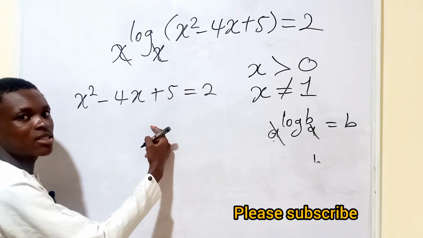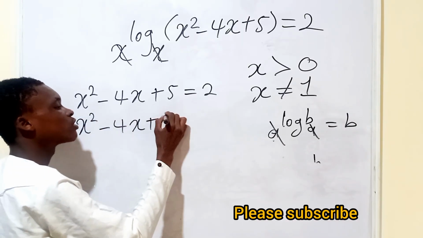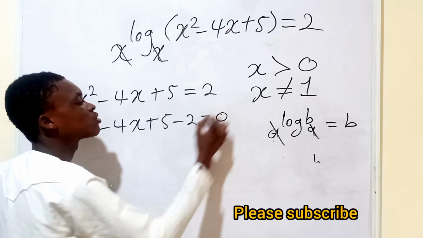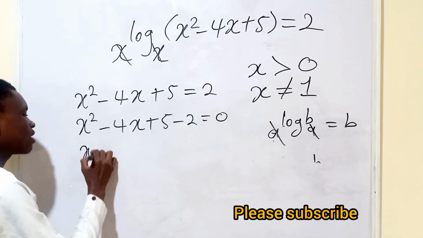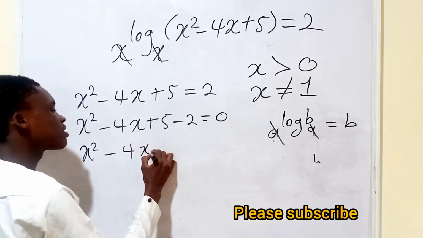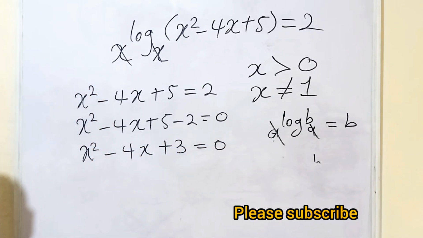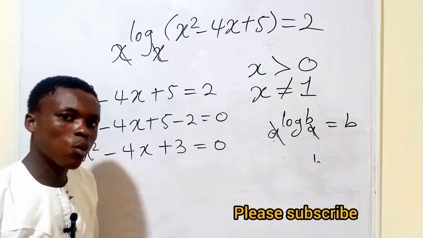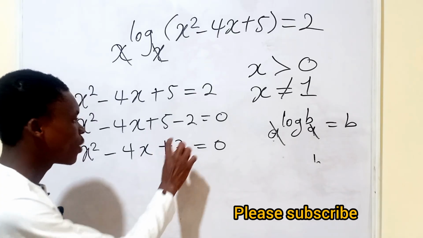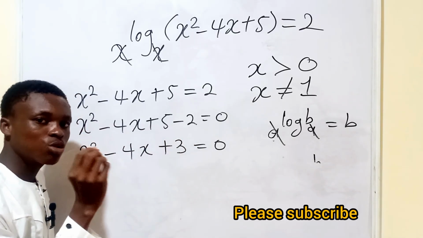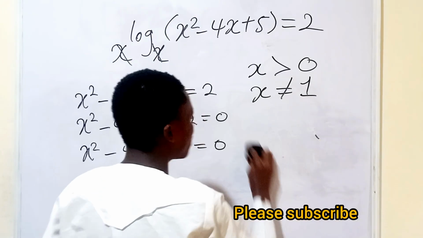So let's bring this inside. It becomes x squared minus 4x plus 5 minus 2, which equals 0. So the next thing to do, let's subtract: 5 minus 2 gives us 3, and this equals 0. So clearly, we can see a quadratic equation. We need two numbers that if we multiply them, we have 3, and if we add them, we have negative 4. So clearly, let's look for those two numbers.